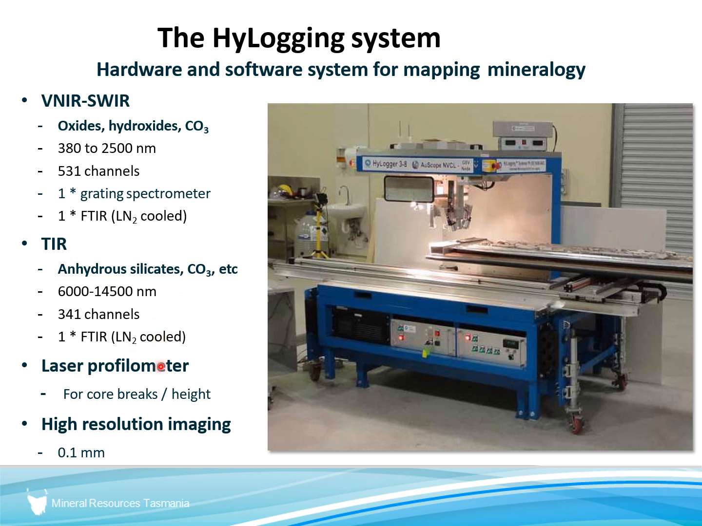The instrument has a laser profilometer measuring the height of the drill core. That's chiefly used to work out where there is actually core. When there's no core, it assists with the automatic processing, and it includes a high resolution, that's 0.1 millimeter, line scan camera at the normal visible wavelengths, RGB.